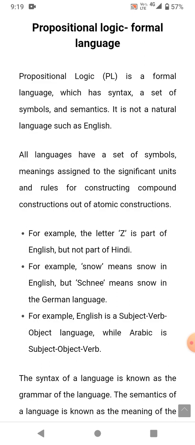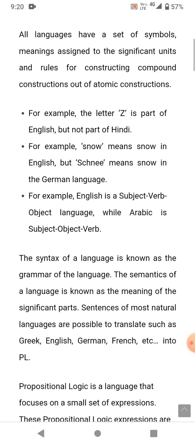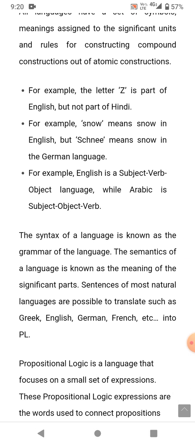For example, the letter Z is a part of English, but it is not a part of Hindi. Another example, snow means snow in English, but Schnee means snow in the German language. For another instance, English is a subject verb object language, while Arabic is a verb subject object language. The syntax of a language is known as the grammar of the language. The semantics of a language is known as the meaning of its significant parts.